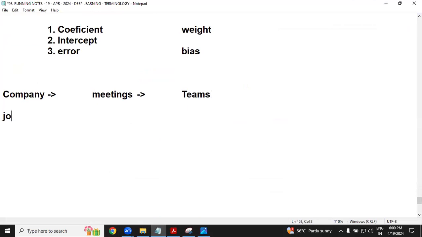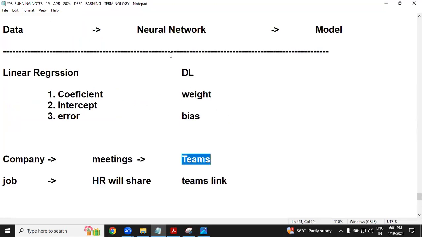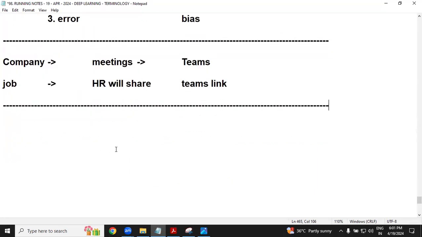Even once you start applying for jobs, HR will share a Teams link. You just have to click on it and join the interview. Kindly walk through Teams. You can install it and practice one or two times also. That is fine. Anyway, this is out of the discussion.